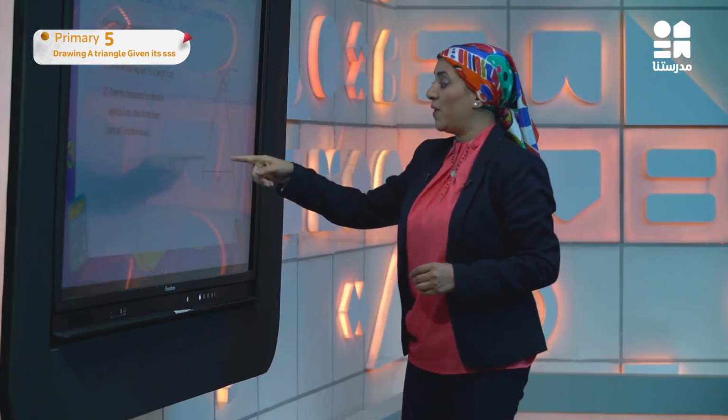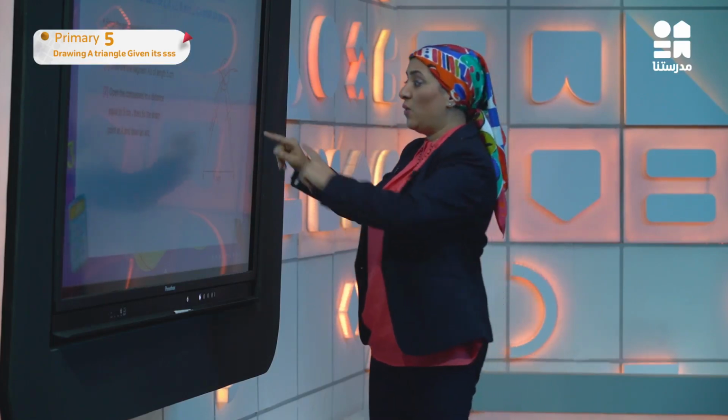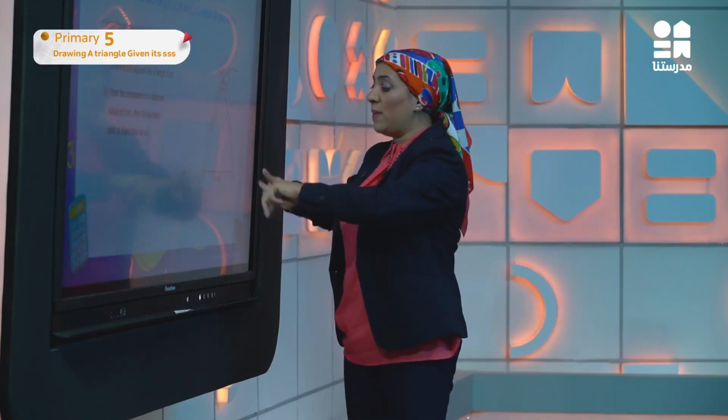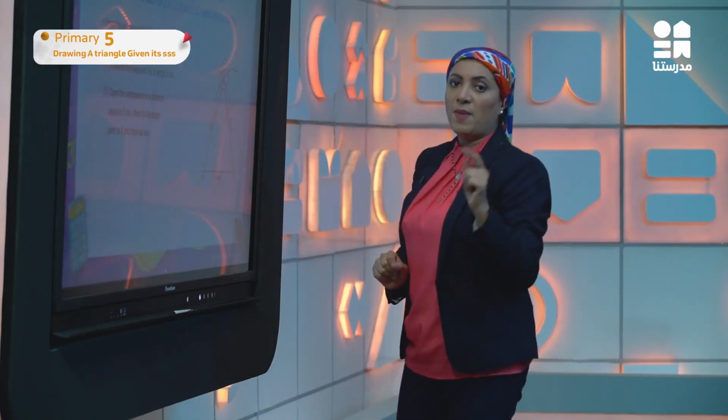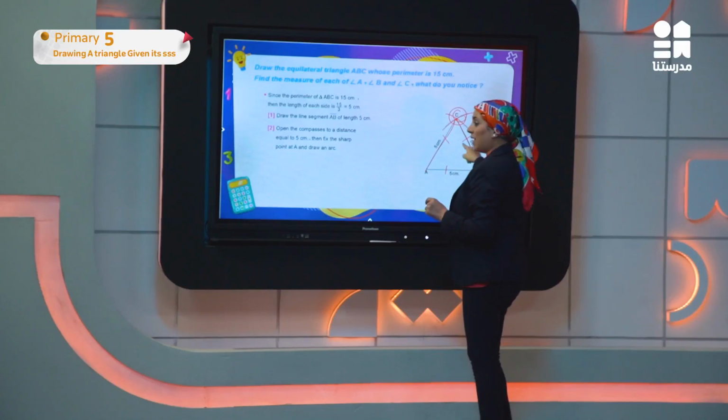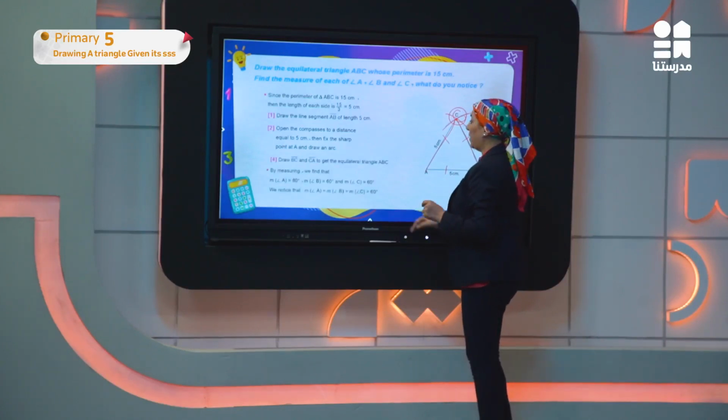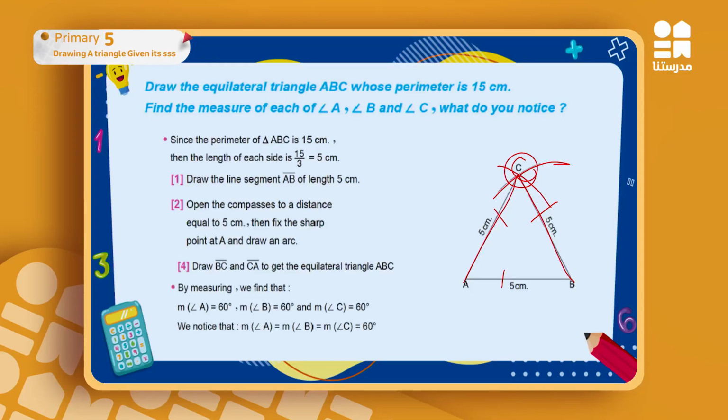And I have three angles. And since the three sides are equal, the three angles must also be equal. So then 180 divided by 3. Here I drew BC and CA to get the equilateral triangle, and now if I measure it with a protractor, I will find that each one of them is equal to 60.